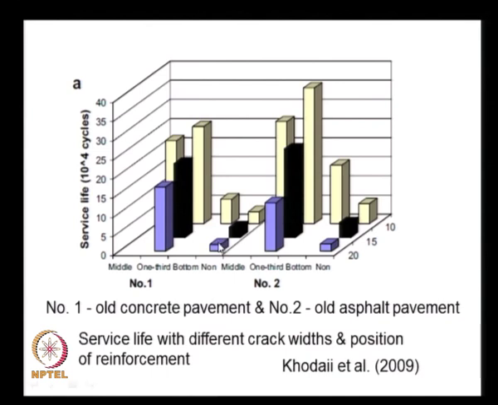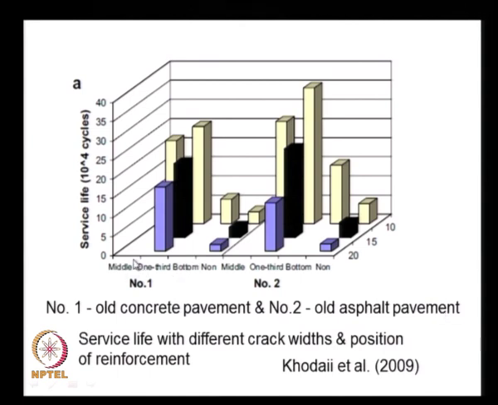Here we see the data in the form of a bar chart. This data is for 3 different crack widths: 10 millimeters, 15 millimeters and 20 millimeters. Obviously, with the 20 mm initial crack width, the number of cycles to failure is lower, and with the 10 mm crack width, the number of cycles is high. There are 2 types of tests: number 1 is the old concrete pavement and number 2 is the old asphalt pavement.